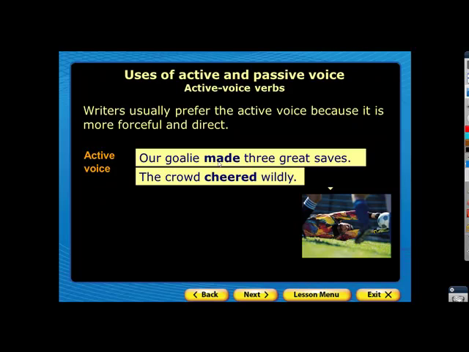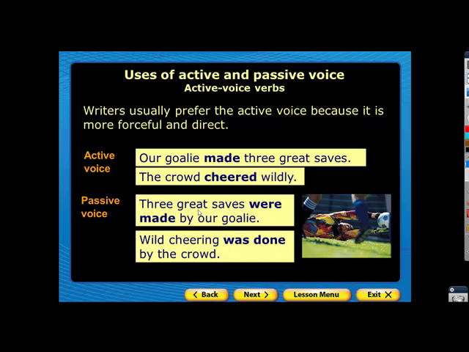Like, our goalie made 3 great saves. The crowd cheered wildly for him. Okay? For the passive voice, you can change the form but give the same meaning. It depends on what you want the reader's attention to be drawn to. Like, their 3 great saves were made by our goalie, while cheering was done by the crowd. Look how my intonation, how my stress, changes according to what I'm focusing on.